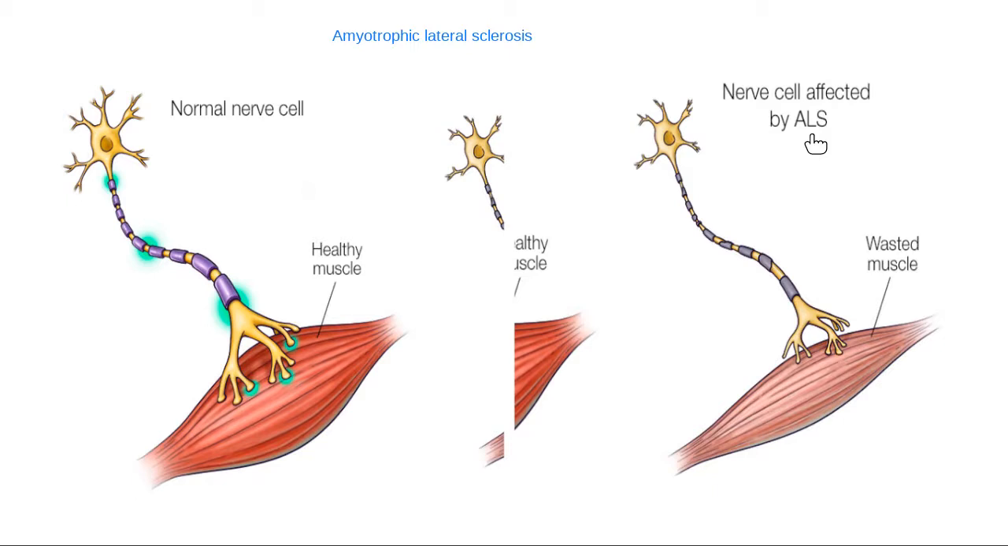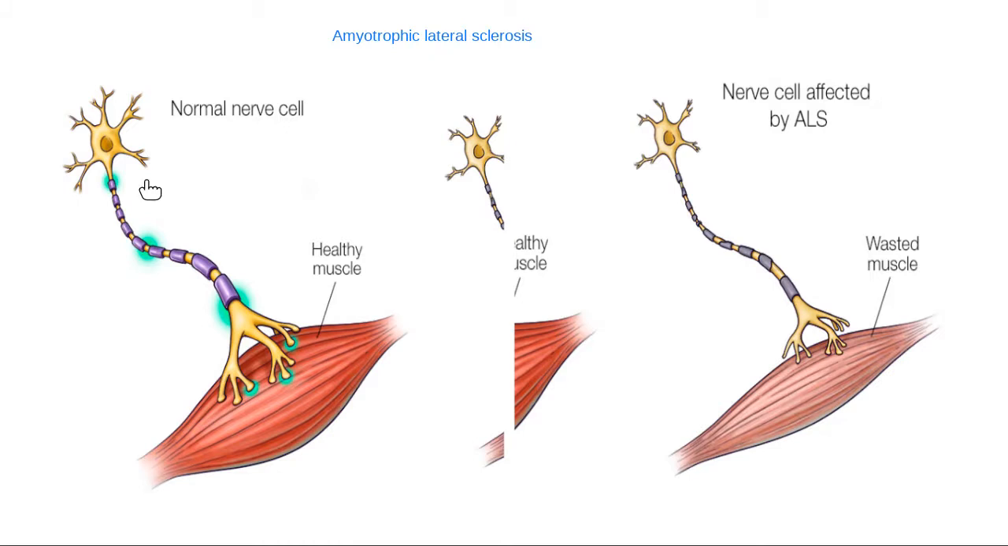So ALS, you have probably heard of ALS because of the thing called the Ice Bucket Challenge that was popular a few years back. That's probably your main exposure to amyotrophic lateral sclerosis. So ALS, amyotrophic lateral sclerosis, this is basically a muscle wasting disease.